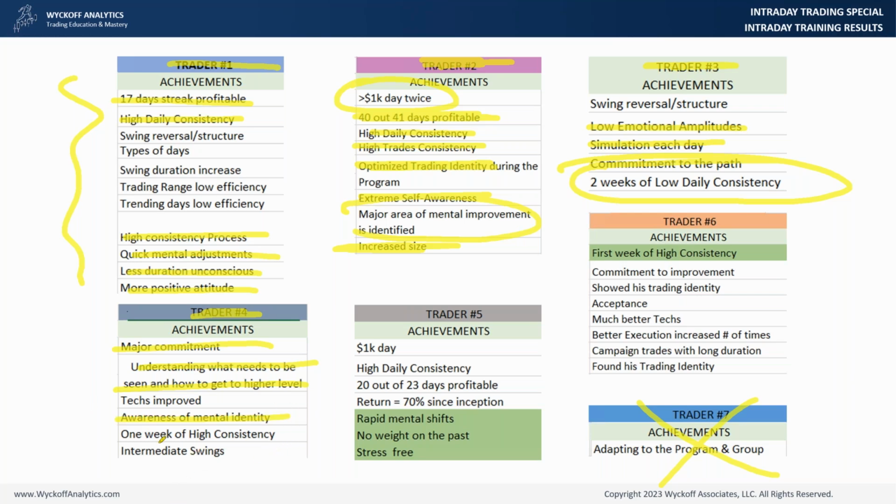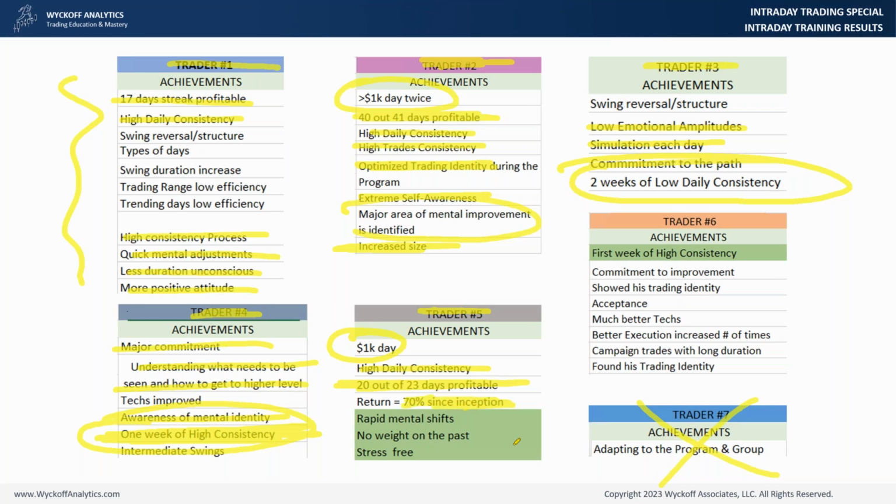Awareness of mental identity, 1 week of high consistency. So that was the big achievement. Okay, trader number 5, a $1,000 day right at the end of the program. That was a great achievement. High daily consistency, 20 out of 23 days profitable, not in a row, but still during the program.